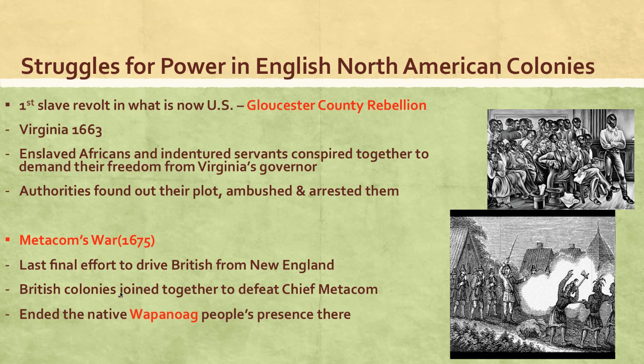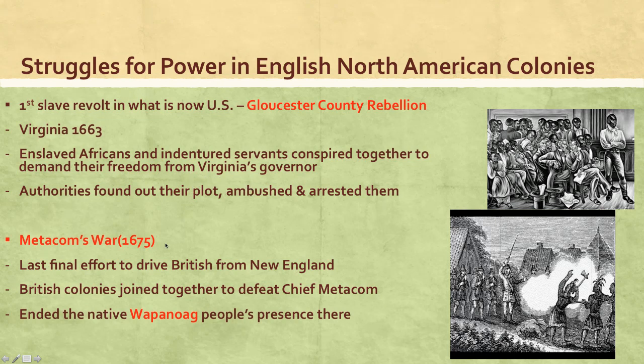And this first rebellion, the Gloucester County Rebellion, is going to be these two groups working together. The enslaved Africans and indentured servants, they conspire together to march on the Virginia governor's home. However, their authorities are going to find out their plot and ambush and arrest them before the rebellion even starts.